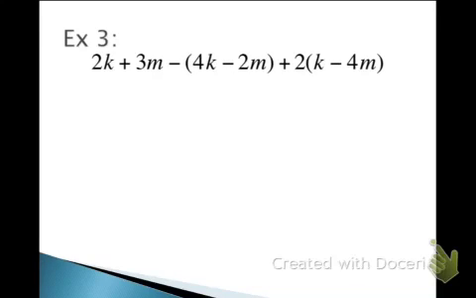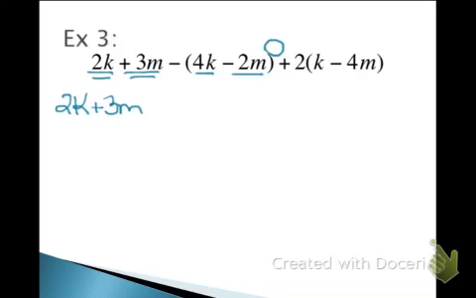Okay, as we continue on now, you'll notice that this one looks a little bit different than the other two examples. Notice that we have this 2k and this positive 3m that's outside of the parentheses. That means that just carries down, and we're not going to do anything with that first. Order of operations says parentheses first.